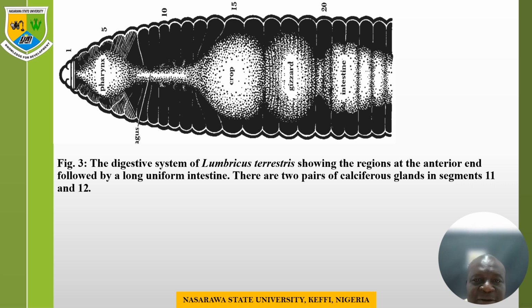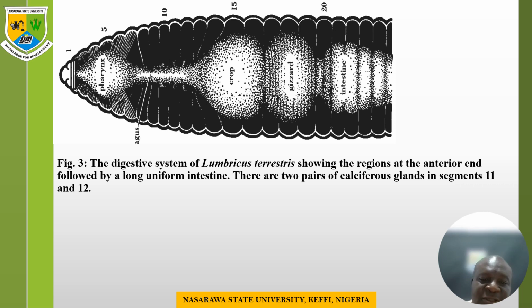And this is the digestive tract of the Lumbricus terrestris, showing the regions of how the digestion is taking place. The region at the anterior end is followed by the long uniform intestine. You see the crop, and the gizzard, the intestine, the anus, the pharynx, and you can see all the necessary digestive components that even higher organisms also possess. This is what is embedded in this organism.